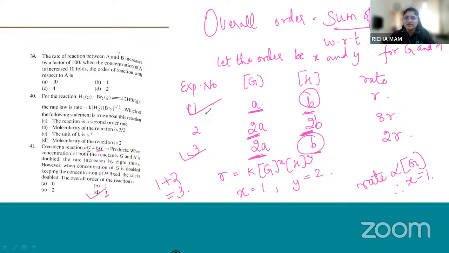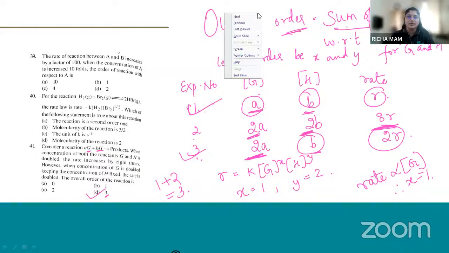So if you see the first and third, when the concentration of G is doubled, keeping H constant, the rate is doubled. So the rate is directly proportional to G, and x is equal to 1. Now if you see the second and third, both G and H are doubled, and the rate is also getting doubled. So y is equal to 2. The overall order is the sum of the orders with respect to the reactants, so it is 1 plus 2, which is 3. So the answer is 3.